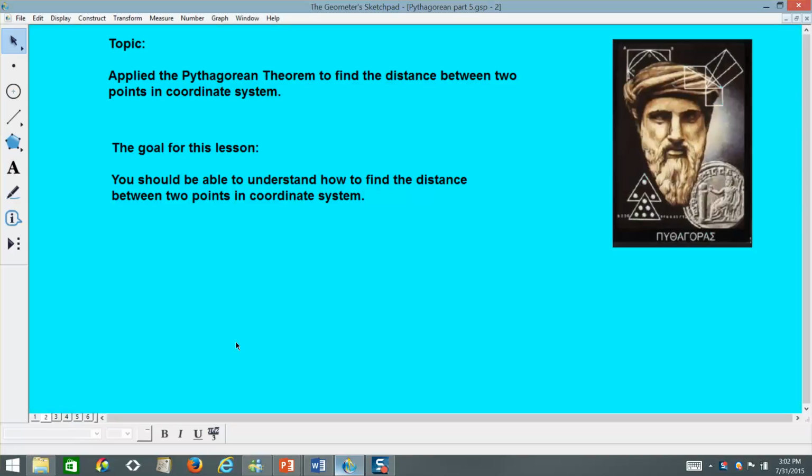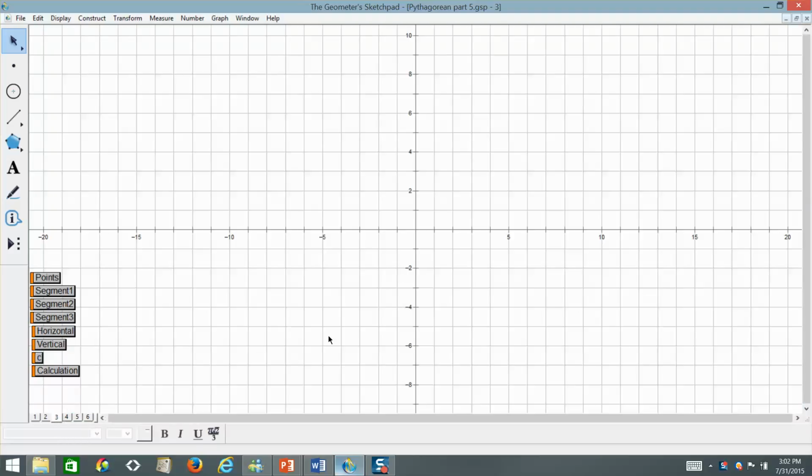In this video, we will learn how to apply the Pythagorean theorem to find the distance between 2 points in a coordinate system. So after watching this video, you should be able to understand how to find the distance between 2 points in a coordinate system. Okay, here is the coordinate system.